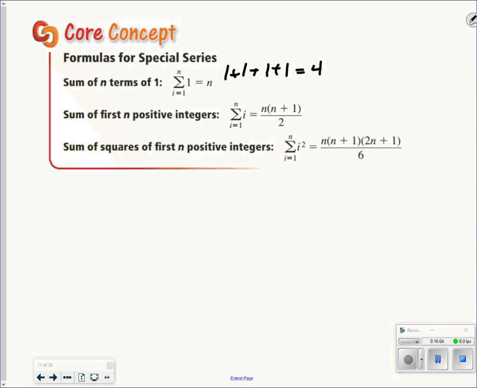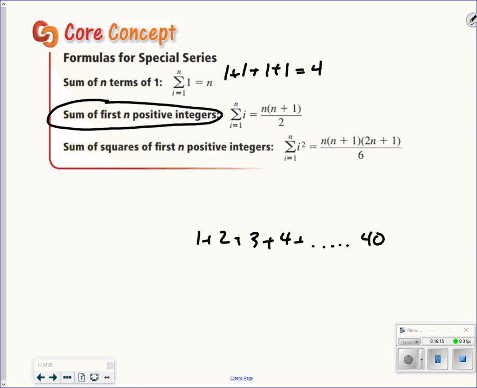That one's a little bit easy. That one usually doesn't show up, but this one definitely does. The sum of the first n positive integers. So basically they want to know what is 1 plus 2 plus 3 plus 4 plus dot, dot, dot, dot, 40 kind of thing. And they could go on to whatever number of numbers that they want. This is the formula that will actually give you the sum of all the numbers 1 through 40 or 1 through 100. So instead of sitting there adding up 1 plus 2 plus 3 plus 4 plus 5 plus dot, dot, dot, all the way to 100, then you could just plug 100 into that formula for n, and it would work.